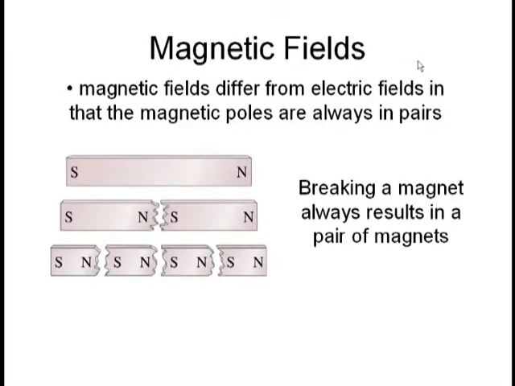So what's different about magnetic fields and electric fields is that on an electric field you can have a point charge that is a plus only or a minus only. For magnetic fields you have to have a north and a south. You can't have only a north or only a south. So on a magnet you can break it smaller and smaller, but there's always a north and a south side to it.